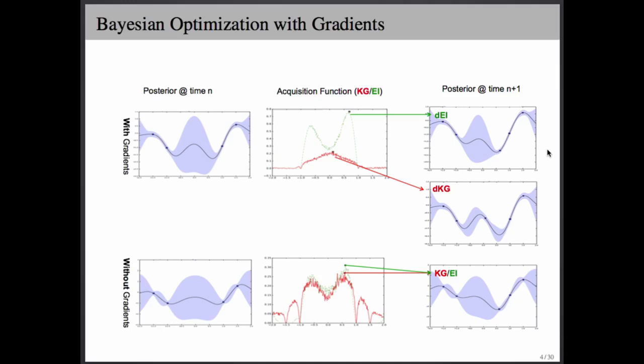However, in the top row, after we've observed derivatives, we see that KG is proposing a very different query point, whereas EI is relatively unchanged. And as we'll see, this is partly because KG is anticipating the value of information in observing a gradient at the next time step.